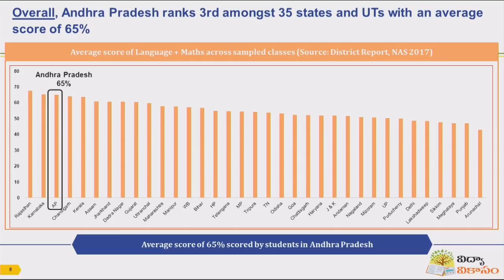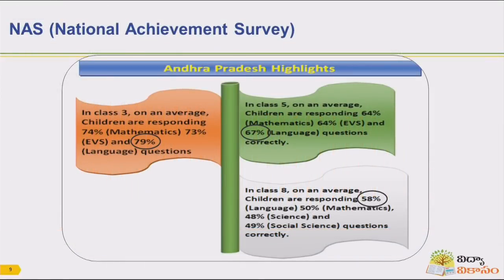Let us see the highlights of our Andhra Pradesh in the National Achievement Survey. In class 3, on an average, students are scoring 74% in mathematics, 73% in EVS and 79% in language questions. So, 79% is the average score in 3rd class language, whereas in class 5 it is 67% and in class 8 it is 58%.